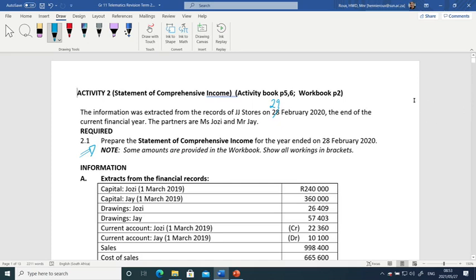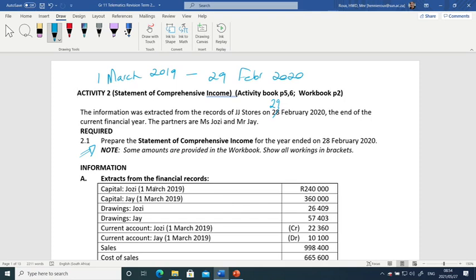Read through the information. Important thing is you must know what is your financial year. We start from the 1st of March 2019 and we end on the 29th of February 2020. So when you have your financial year and they give you a date, you can identify that as beginning of the year, end of the year, or during the year.